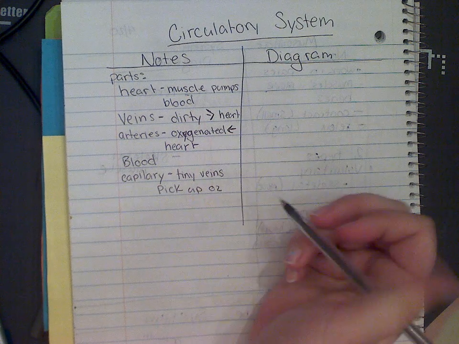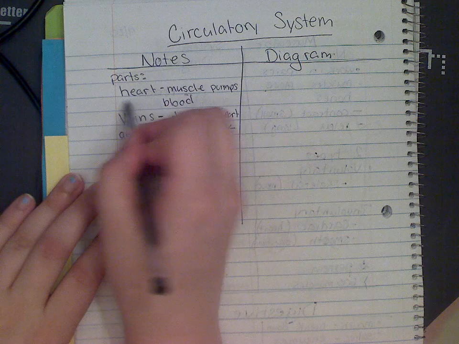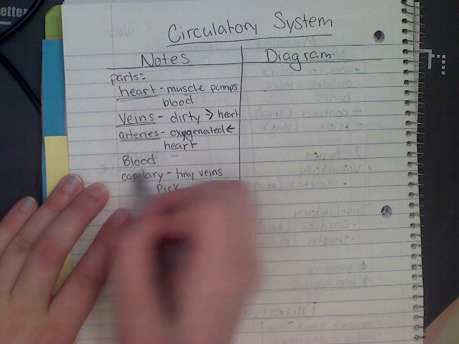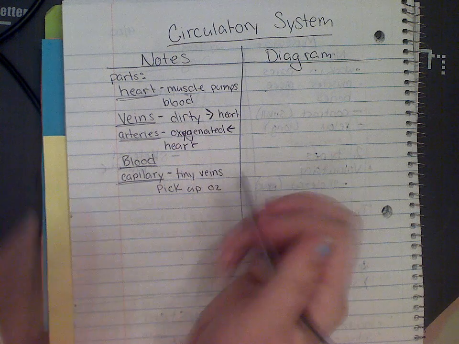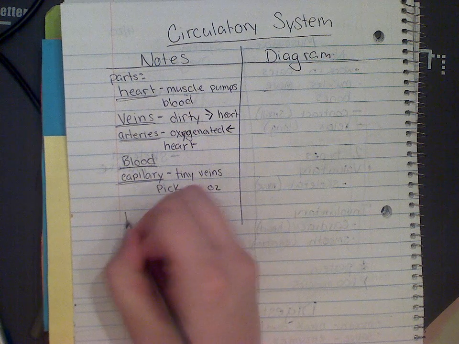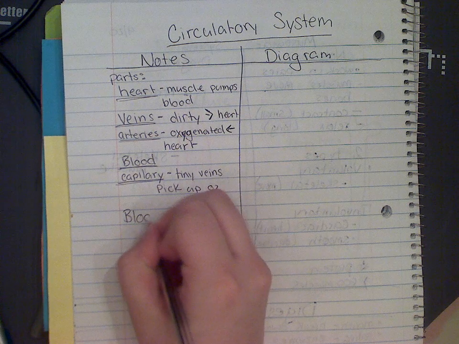Remember, O2 is our chemical symbol for oxygen. I'm going to go ahead and underline these so they stand out: heart, veins, arteries, blood, and capillaries. And then I want to make a note about how the blood travels. So, blood travels.